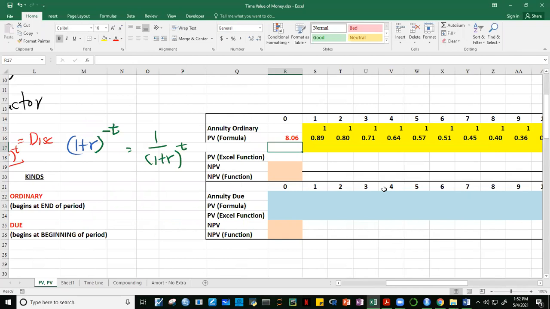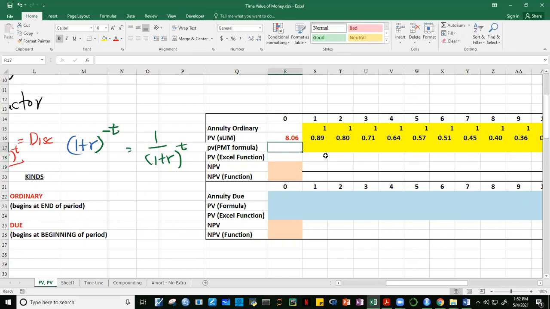Yan. So ano ibig sabihin ng 8.06 na yan? Yung 8.06 na yan, lagay lang natin PV, yung sum, sinum natin. Tapos ito naman PV, natin PMT formula. Dapat ito pala, no? Okay. Hindi ko na pala kailangan i-ano. Anyway, sige.